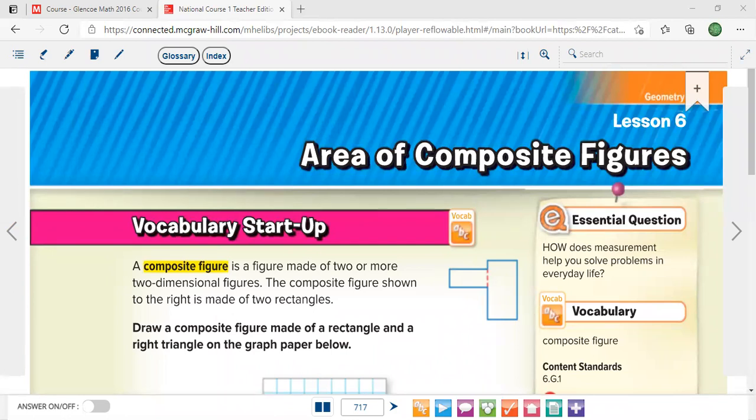In chapter 9, lesson number 6, area of composite figures. A composite figure is a figure made of two or more two-dimensional figures. Like the composite figure shown to the right here, which is made up of two rectangles: rectangle to the right and rectangle to the left.